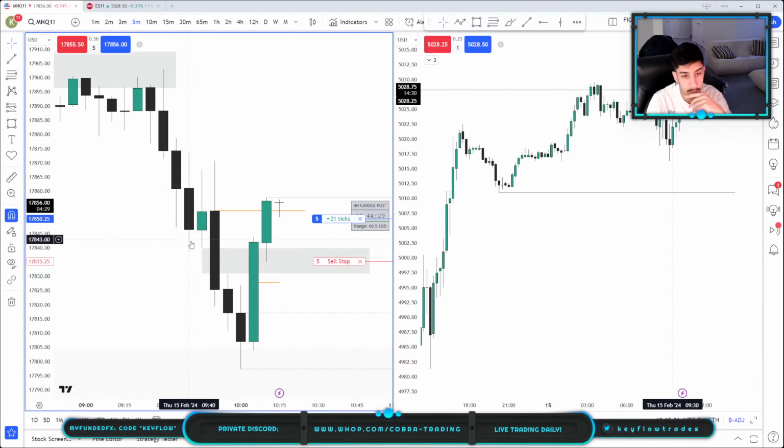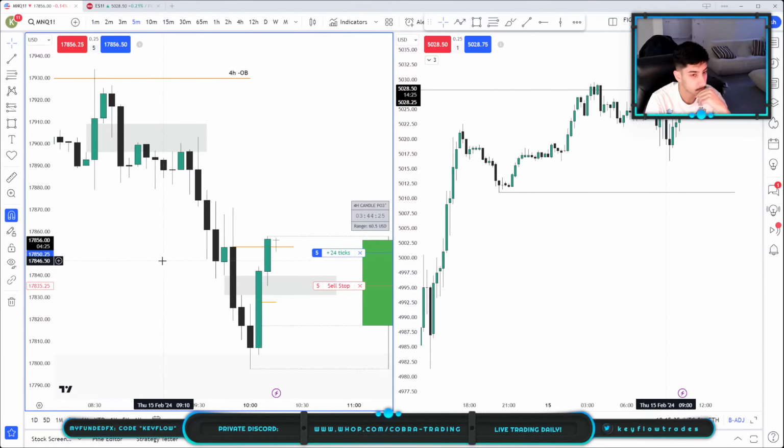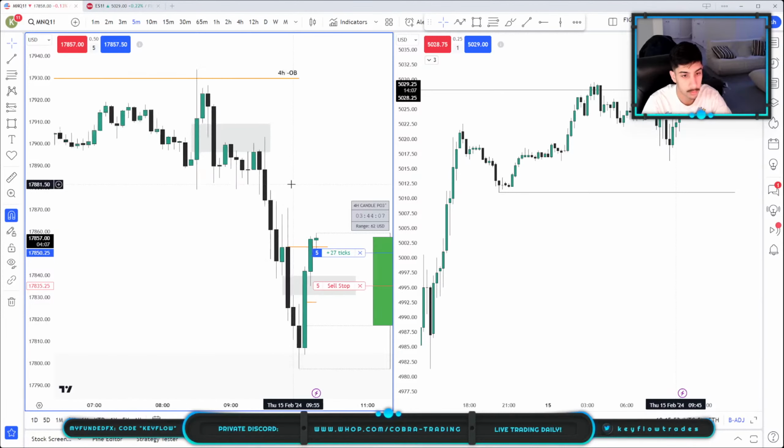We do have change in state delivery on a 5-minute here now. Love to see that. Damn, I didn't alert this. Oops. Long NQ. Where are we long at? 850. 8:35.